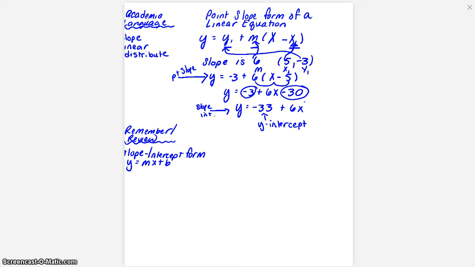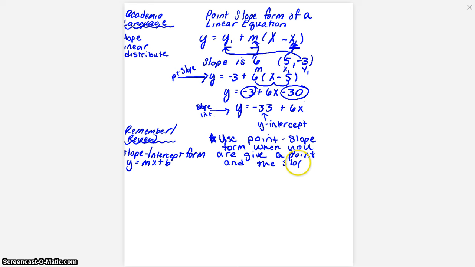Oh, there was another review, remember? I almost didn't remember that I wanted to talk to you guys about. And that was, when do we use it? Let's write this down and make sure. Use point-slope form when you are given, it's pretty simple, a point and the slope. Okay? Or when you can go ahead and find the slope.